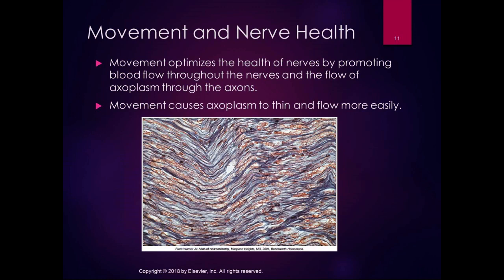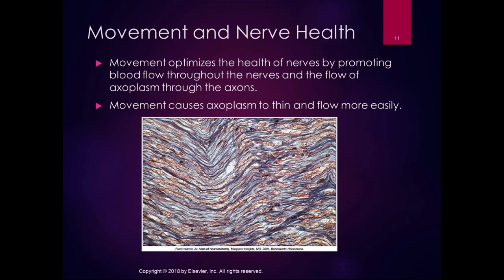So this is a picture of nerve fibers when the muscle's in a resting position, or when the limb is in a resting position, and they sort of fold in on themselves and crumple a little bit, which is kind of cool that they do that. So really our bodies are supposed to move, so the nerves have to move as well.